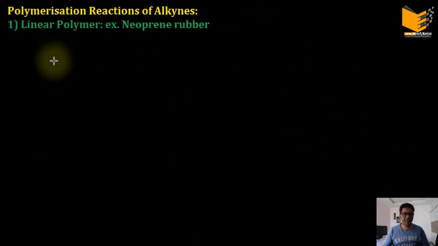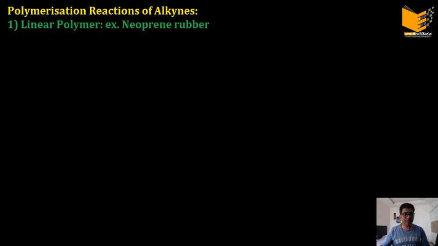The next reaction we're going to look at is the polymerization reaction of alkynes. Alkynes can also be used to make polymers. One of the most common polymers that we make is neoprene rubber, which is actually made from alkyne. And that is a linear polymer.